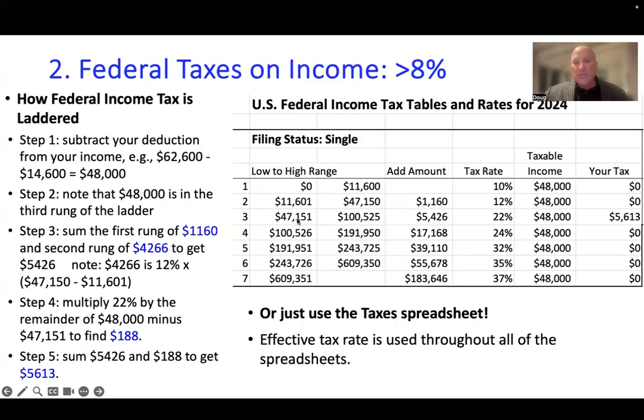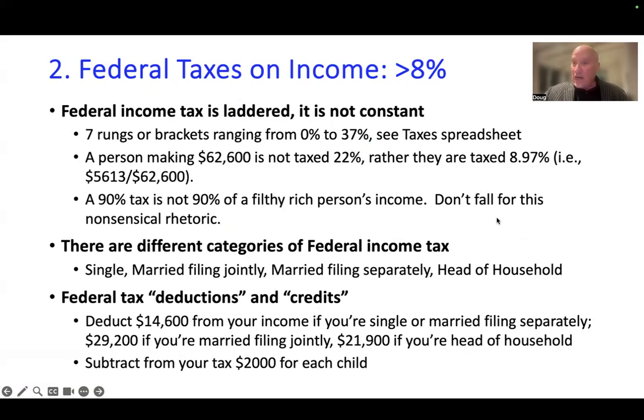And if we have a look at the brackets, we see they fit right in between here, this rung on the ladder. There's 62,000 fits between those two numbers. And we might guess that they would be taxed 22%. They are not. Rather, they're taxed about 9%. We're going to get this 5,600 number here on the next slide. I'll show you how that's calculated.